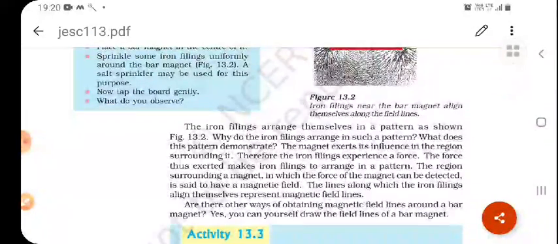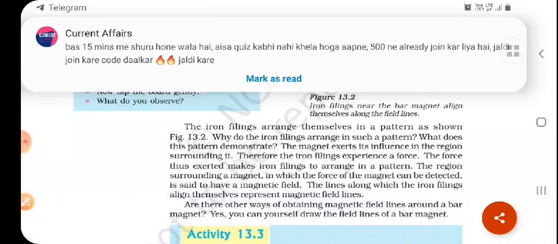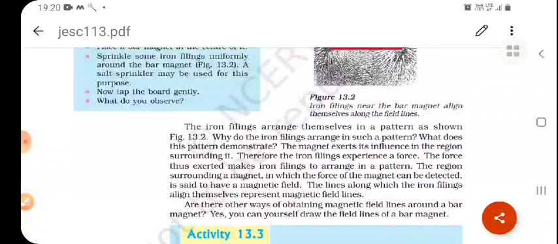The magnet exerts its influence in this region. This shows that it has some magnetic field around it and it has some magnetic field strength around it. Okay, and the iron filings experience a force, and this force thus exerted makes iron filings arrange in a pattern. So the lines along which the iron filings align themselves represent the magnetic field lines.